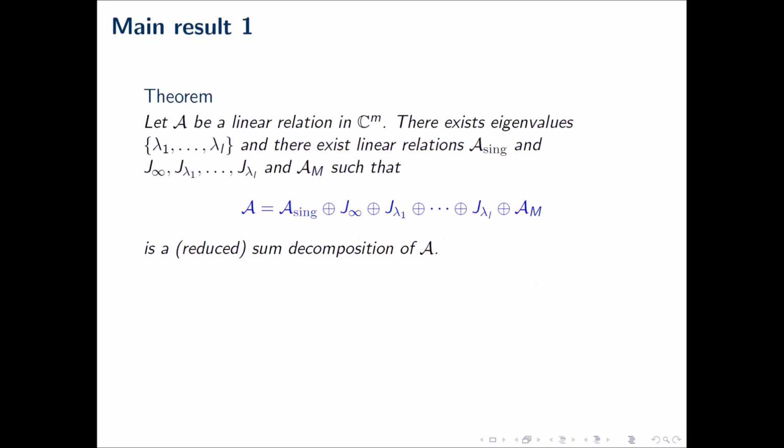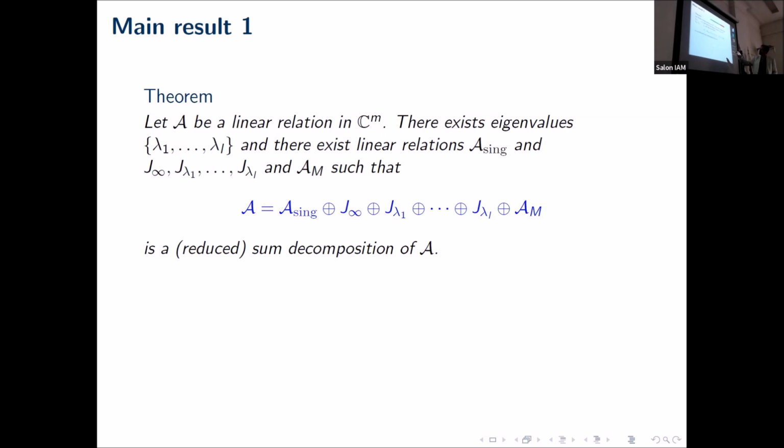And now comes the first main result, and this I want to discuss a little bit. This is very new. We recently, it's only submitted. It's not accepted. This is now some sort of Jordan decomposition for linear relations, and it consists essentially of four ingredients. I will discuss them.